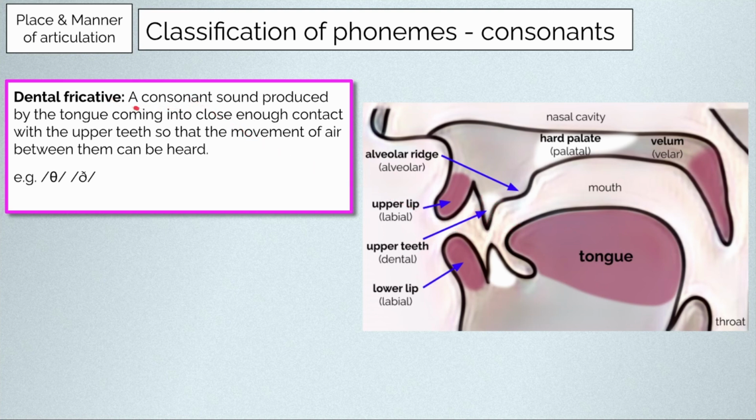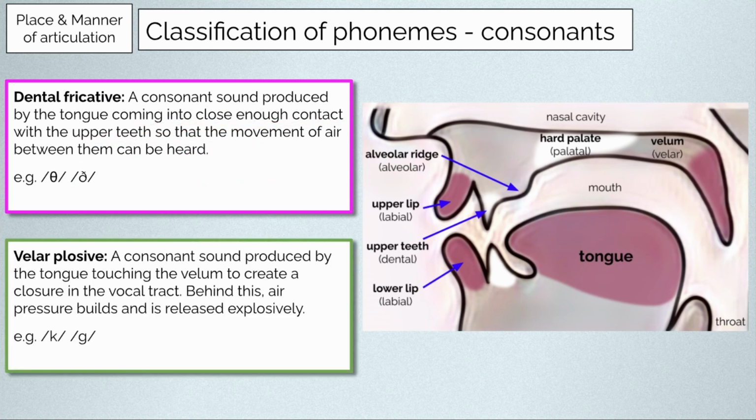A consonant sound produced by the tongue coming into close enough contact with the upper teeth so that the movement of air between them can be heard. Velar plosive. Now we're going further back to the velum here. A consonant sound produced by the tongue touching the velum to create a closure in the vocal tract. Behind this, air pressure builds and is released explosively, k and g.